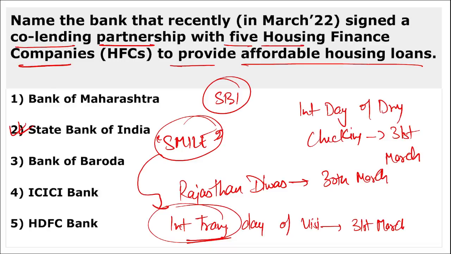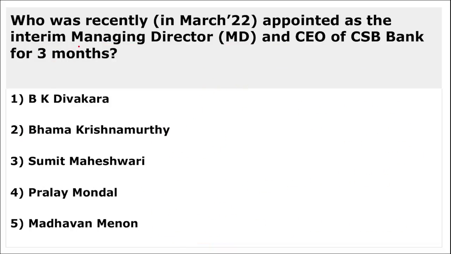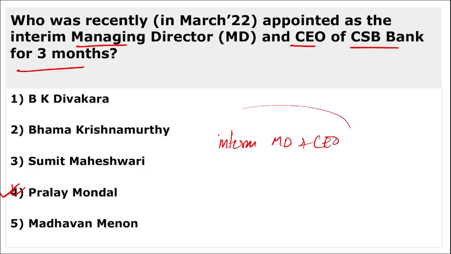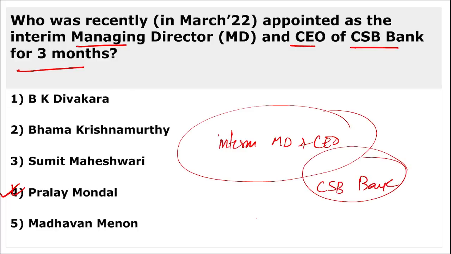All right, moving on. Who was appointed as the interim managing director and CEO of CSB Bank for 3 months? Can you tell me the name? He is Pralay Mondal. Pralay Mondal has been appointed as the interim MD and CEO of CSB Bank. The appointment is for a 3 month period, effective from 1st of April.